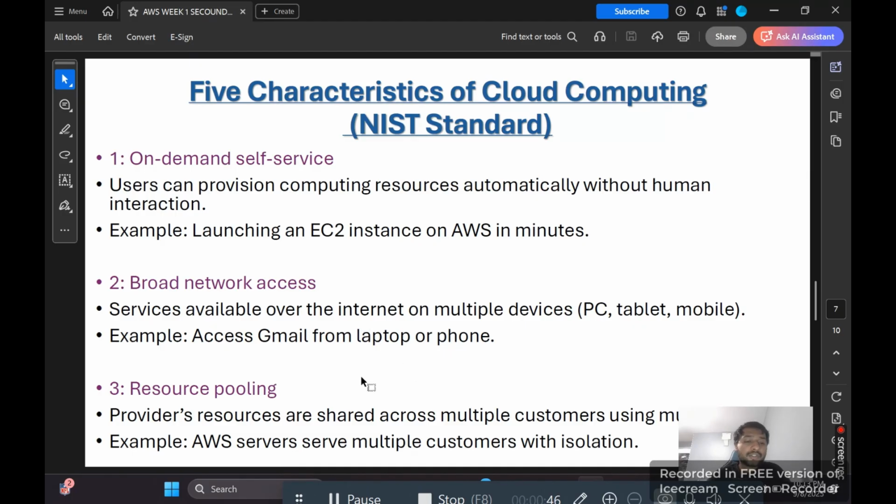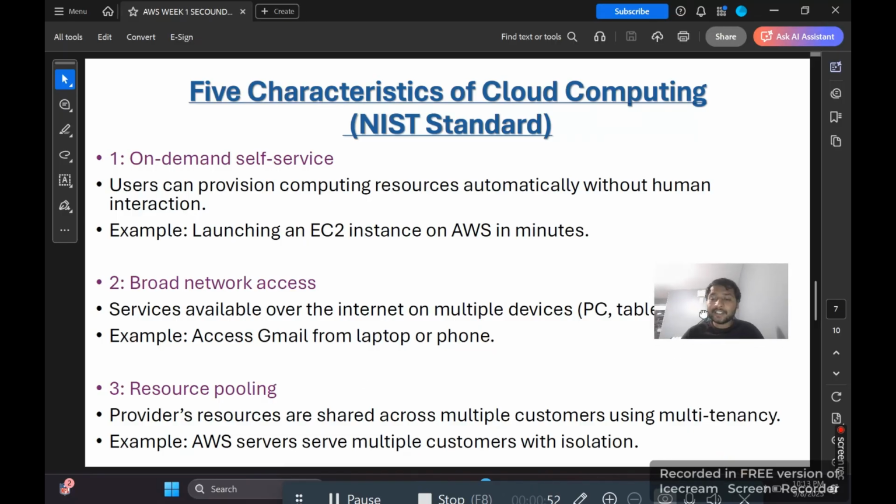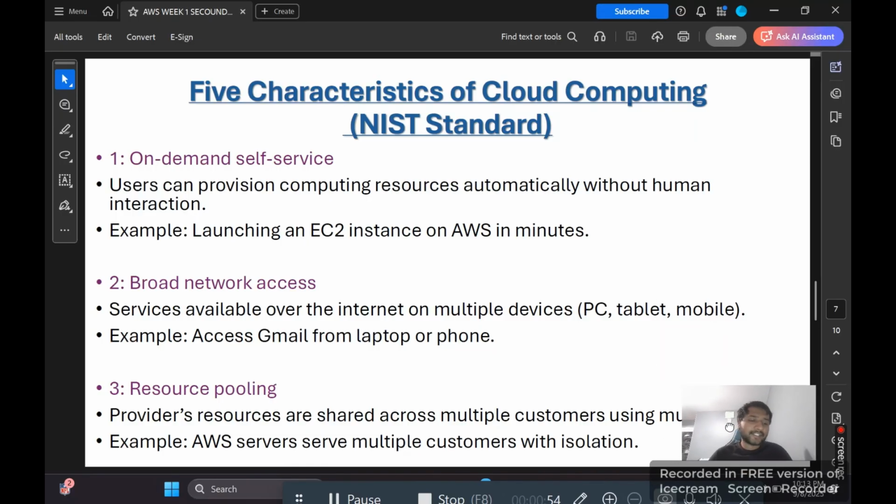Third is resource pooling. The provider's resources are shared across multiple customers using multi-tenancy. Example, AWS servers serve multiple customers with isolation.